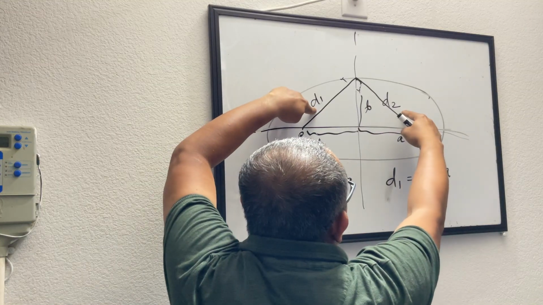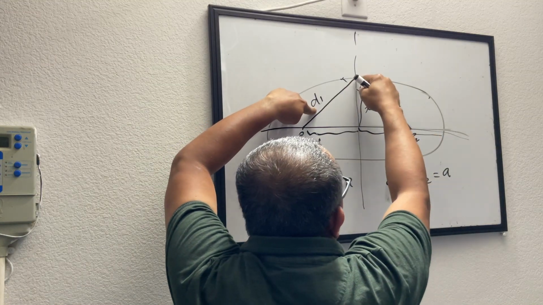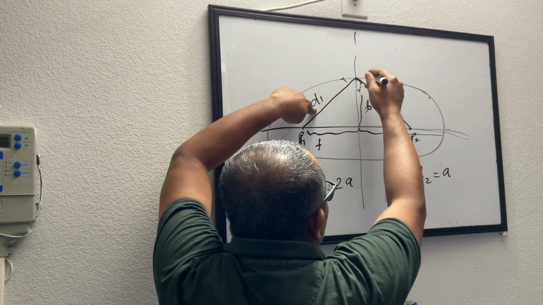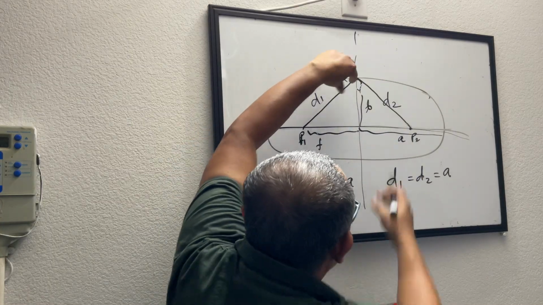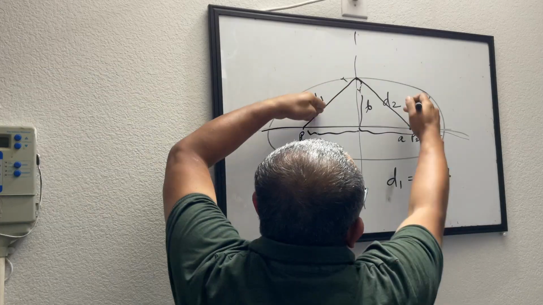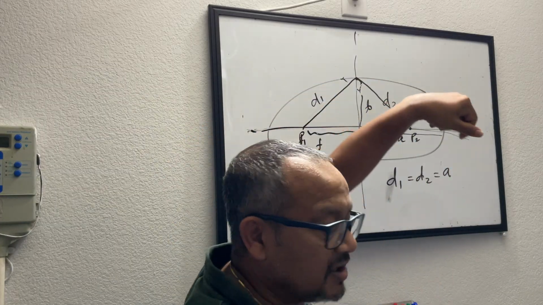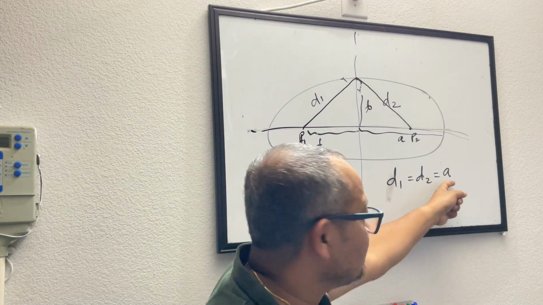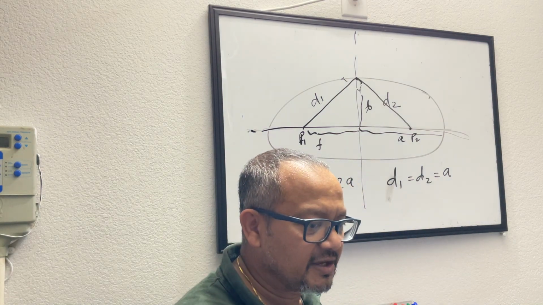This plus this is equal to 2A, and here I have picked up a point at the center, meaning along the minor axis. So that means I am picking up a symmetric point. So this distance and this distance will be the same. That's why I am saying D1 is equal to D2 is equal to A. Is that okay to believe so far?